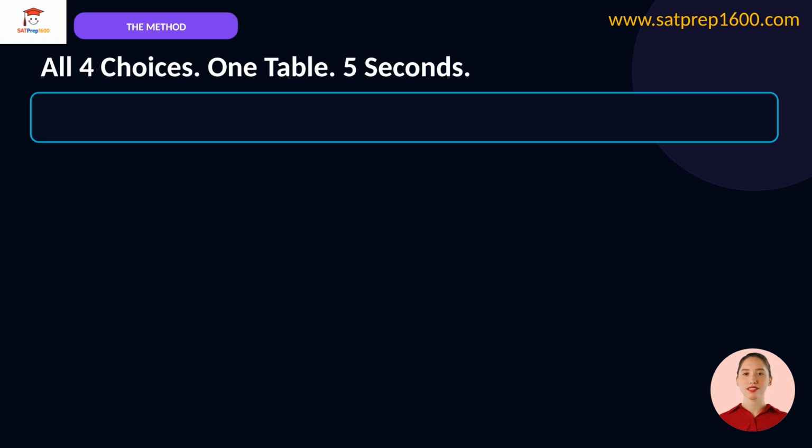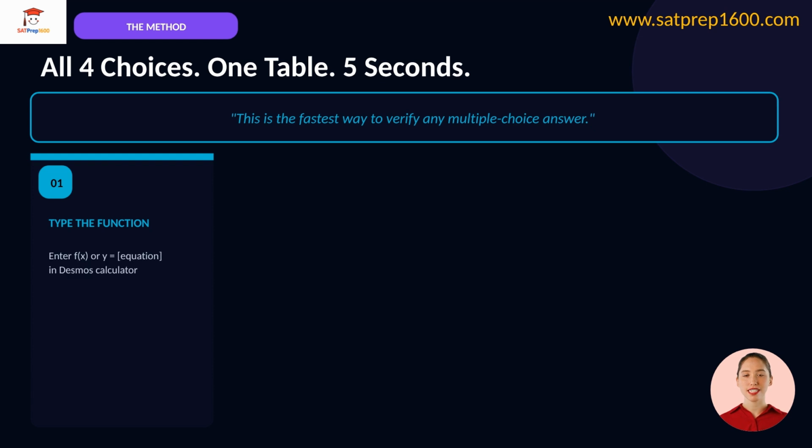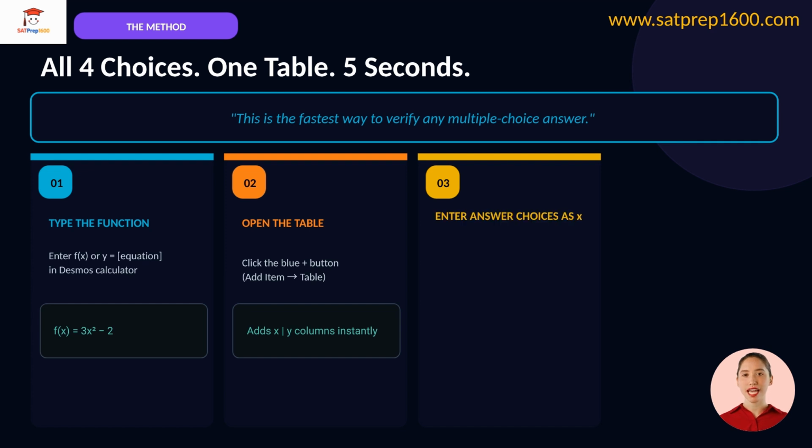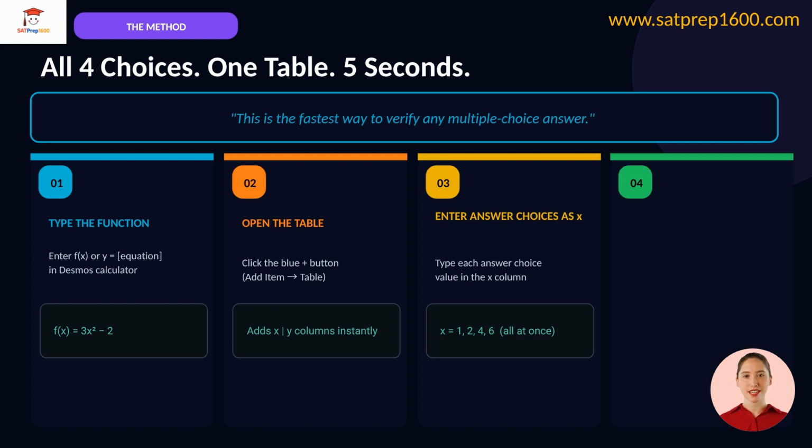Let's break the method into 4 moves you can memorize today. Step 1, type the function into Desmos, f of x equals whatever the question gives you. Step 2, hit the blue plus button and choose table. Boom, x and y columns appear. Step 3, type your answer choices into the x column. Don't do them one at a time. Drop all 4 in at once. Step 4, read the y column and find the match.